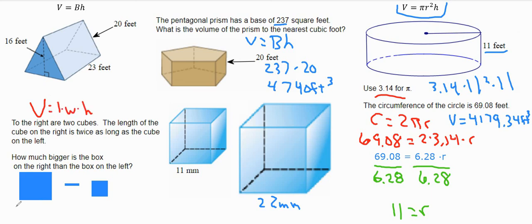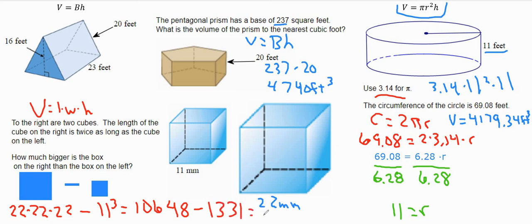So this will be 11. The big one will be 22 times 22 times 22. And the small one will be 11 times 11 times 11. Or in the calculator, you can also put that as 11 to the third power. 22 times 22 times 22 is 10,648. And 11 to the third power, 11 times 11 times 11, is 1331.